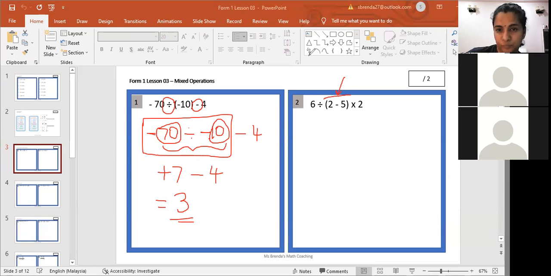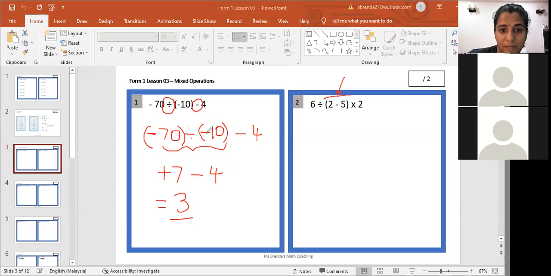On your side, you just try to follow first, understand, and copy it down. Negative 70 divided by negative 10. To show this is a negative 10 and not a subtraction, that's why people use a bracket. I can also use a bracket here. So negative divided by negative, you get positive. 70 divided by 10, I get 7. So put in your equals properly, and that's how you answer the whole question.